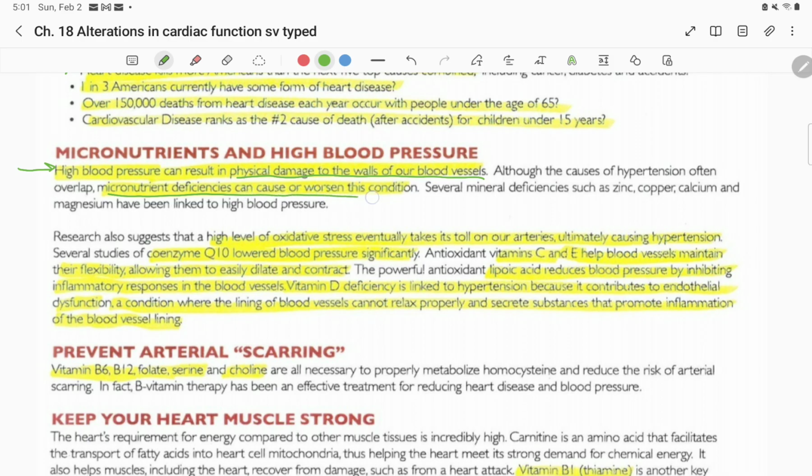Micronutrient deficiencies can worsen the condition. Deficiencies in zinc, copper, calcium, and magnesium have been linked to high blood pressure.